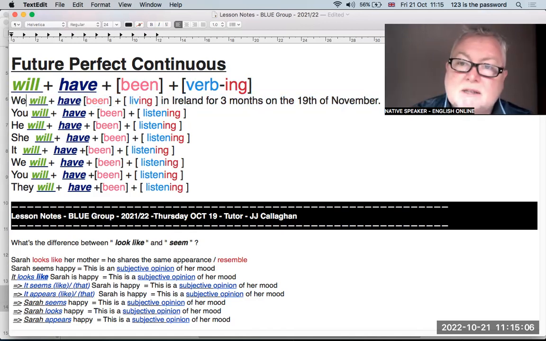Now, when would Katerina say that? She might say it because she's amazed at how quickly time has passed. She might say to her husband, Jesus, we've been in Ireland for 3 months almost. And he goes, no. And she's saying, we will have been living in Ireland for 3 months on the 19th of November. No way. Yeah, isn't it amazing?